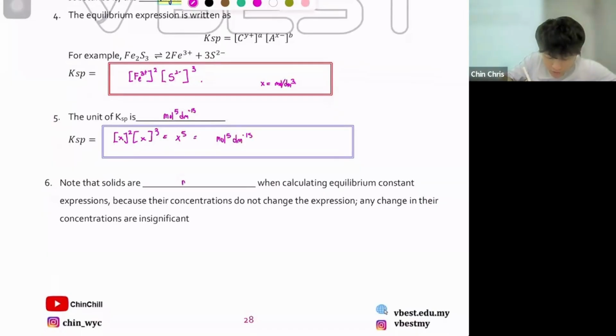Again, solids are always neglected in calculating your Ksp. Reason, they have no concentration. Done. Ksp is easier. The hard part is Kpc. Once done, page 29, let's go.